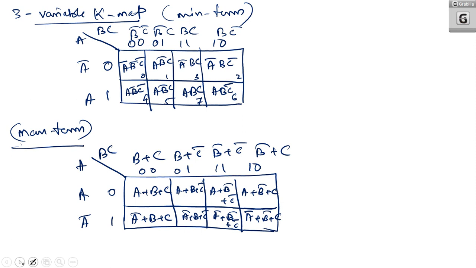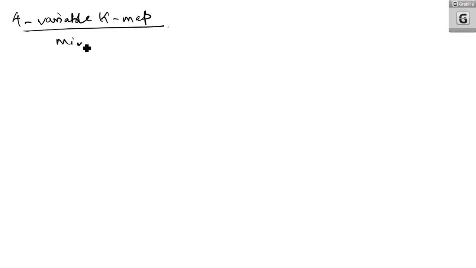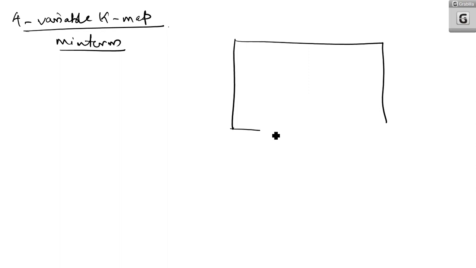So coming to the last type of K-map which we need to study, four variable K-map. To have the minterm representation, having a four variable K-map.